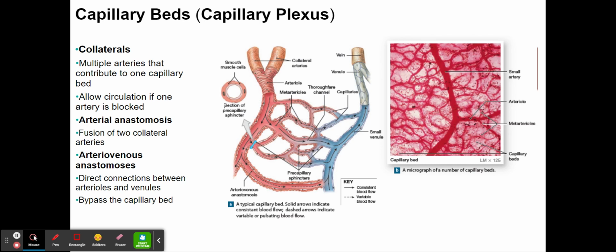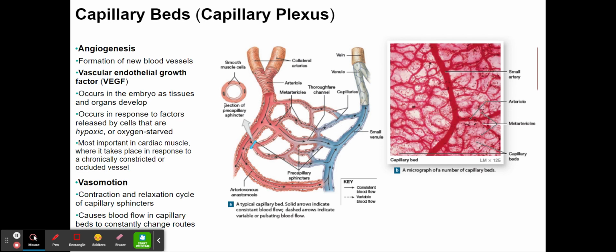Arteriovenous anastomoses are direct connections between arterioles and venules. When an arteriovenous anastomosis is dilated, blood bypasses the capillary bed and flows directly into the venous circulation. The pattern of blood flow through the arteriovenous anastomosis is regulated primarily by sympathetic innervation under the control of the cardiovascular center of the medulla oblongata.